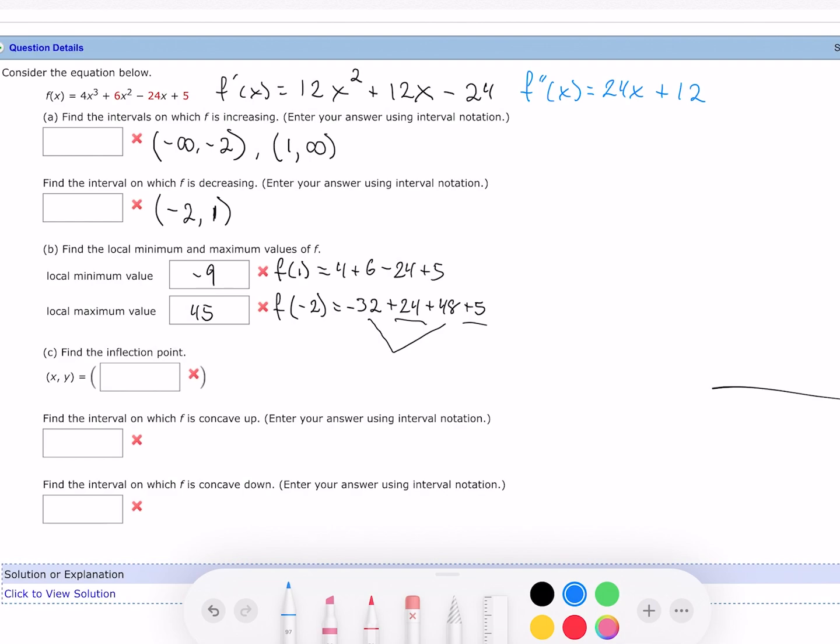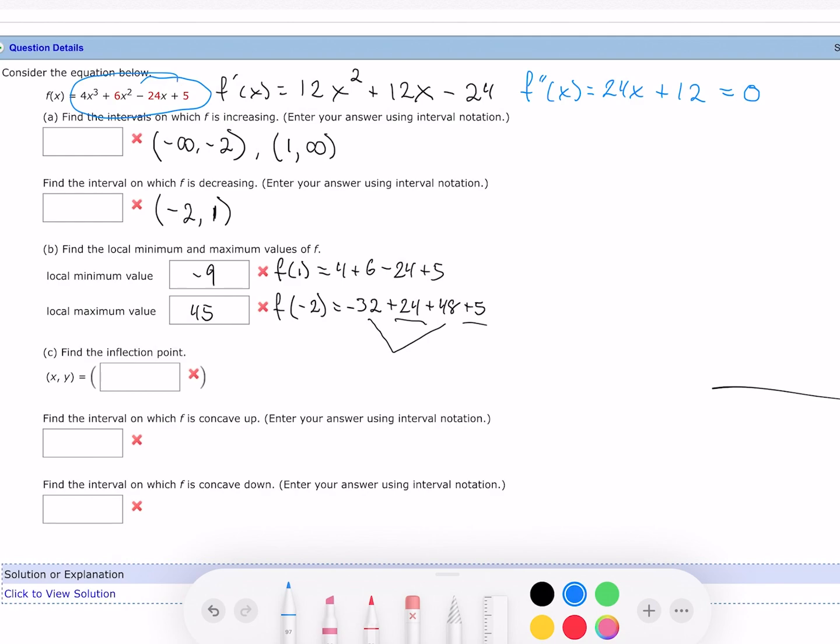An inflection point is going to happen where, now, I know that I'm working with a polynomial. Polynomials are smooth and continuous everywhere. I don't have to worry about asymptotes or holes or any sharp corners, anything like that. So I don't have to worry about my second derivative being undefined. But what I do need to figure out is when is my second derivative going to equal 0? In other words, where is my function neither concave up nor concave down?